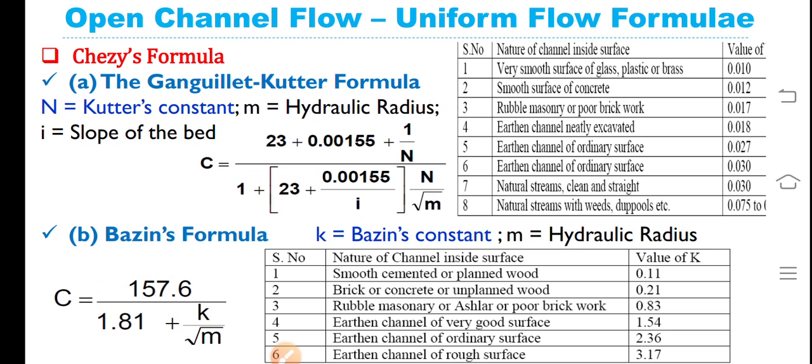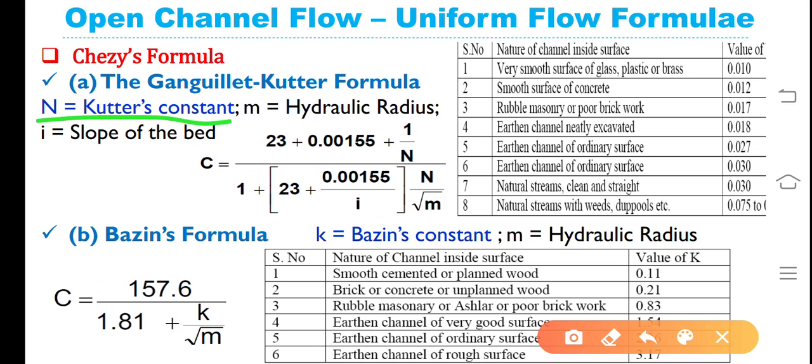What is Kutter's formula? It is stated as C is equal to 23 plus 0.00155 over S plus 1 upon capital N, where N is Kutter's constant, whole divided by 1 plus 23 plus 0.00155 over S, multiplied by capital N upon root small m, where small m is hydraulic radius.